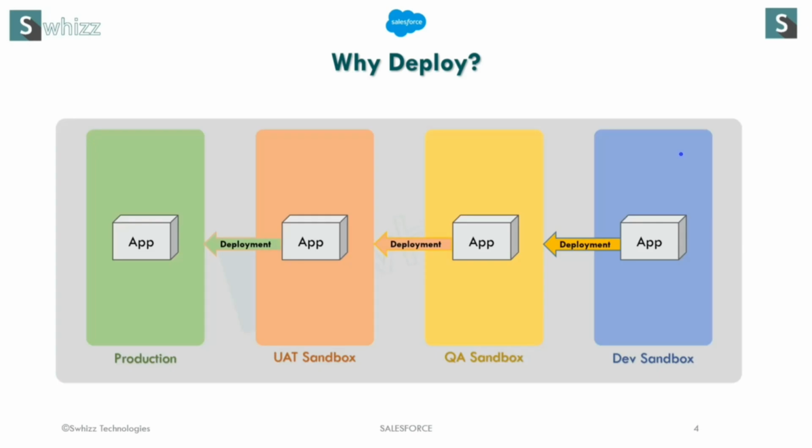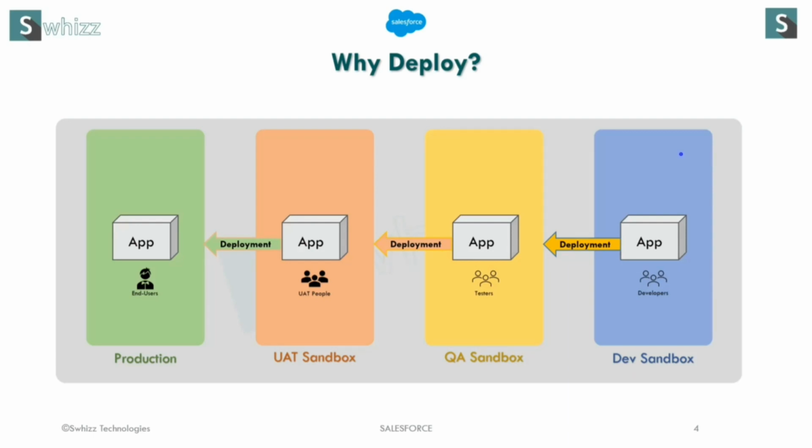Now the question is, why deploy? Why is deployment needed? Because different people will be working in different environments. Developers will be working in dev sandbox, specialists will be working in QA sandbox, UAT people working in UAT sandbox, as well as end users will be using the application in production. We can't do everything in the same environment. So the workload is shared between different people in different environments. This will ensure the proper delivery of the software to the end user.